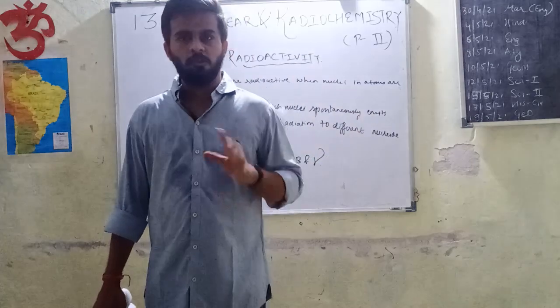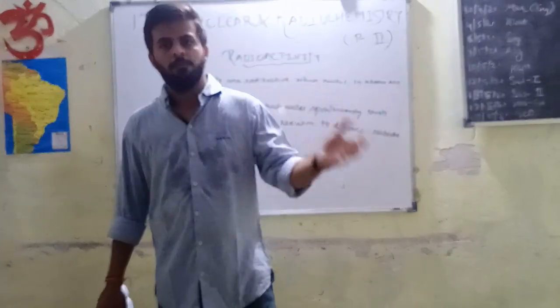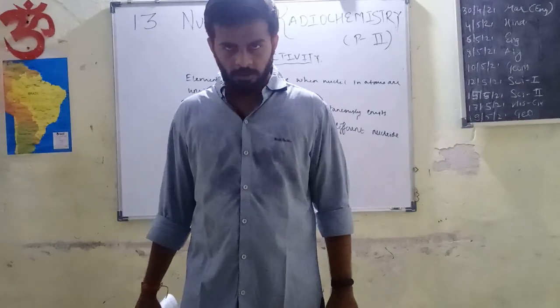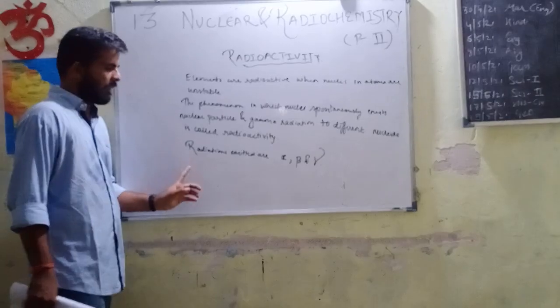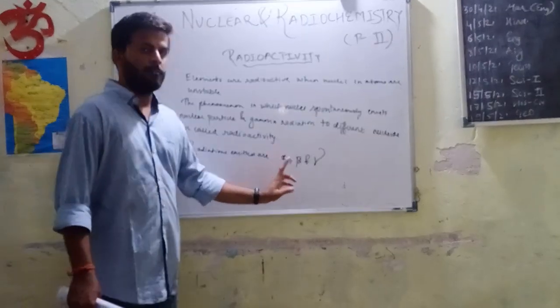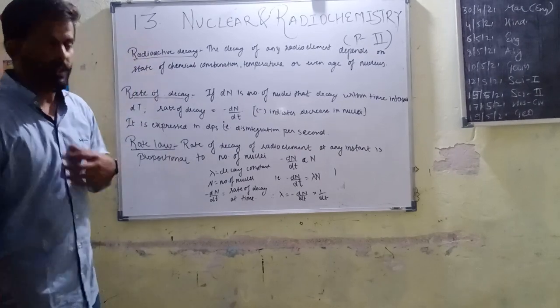In earlier standards, you have heard about alpha rays, beta rays, and gamma rays. Alpha is positive, beta is negative, gamma is neutral. So these are the rays which are always emitted. The radiations emitted are alpha, beta, and gamma. The next point is radioactive decay.